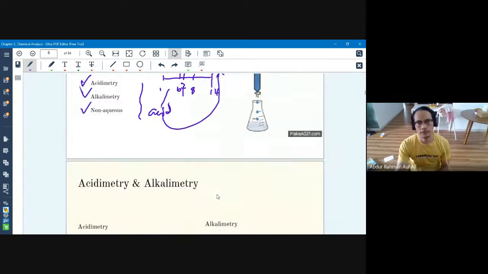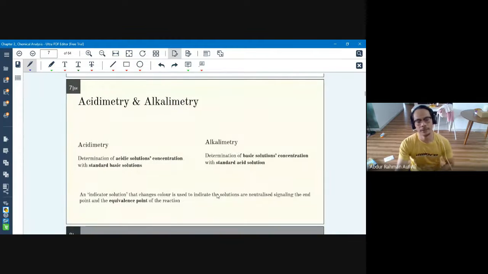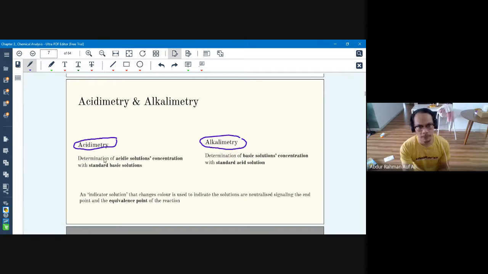Okay, so let's take a look at acidimetry and alkalimetry. So what are they? So acidimetry and alkalimetry is just a fancy term. Okay, a fancy term untuk bagi tahu kita tengah buat apa. So for example, acidimetry. Acidimetry is talking about the determination of acidic solution concentration. Kalau kita titrate dengan base.